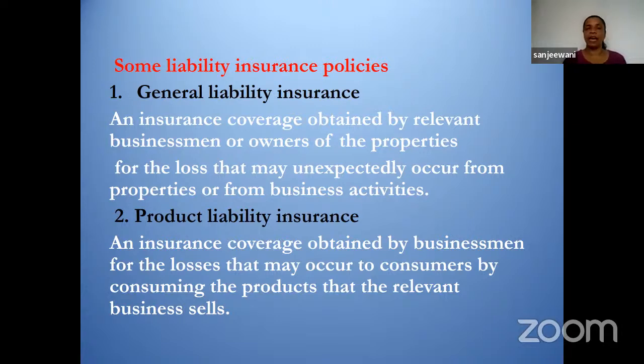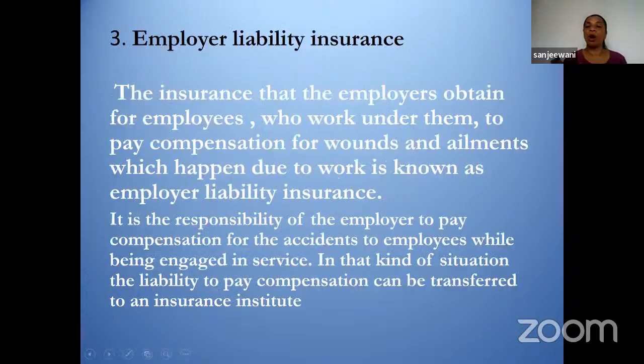Now under liability insurance, there are three: general, product, then employer liability insurance. Under employer liability insurance, the insurance that employers obtain for the employees who work under them is used to pay compensation for wounds and the things that they are facing. If something has happened to an employee in the organization and you have employer liability insurance coverage, you can pay them and you will be covered, right?